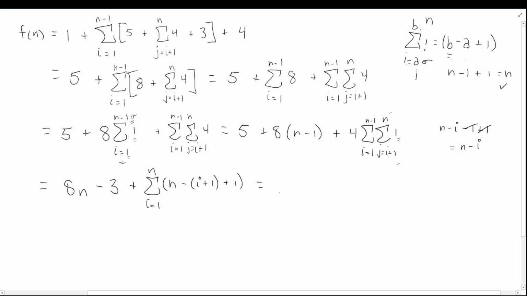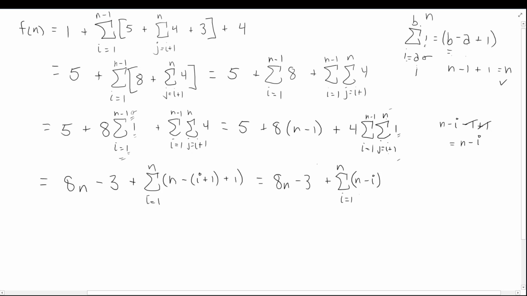So we're at 8n minus 3 plus this sum, i equals 1 to n. And what did we say? n minus i. Oh, look at that. I made an error so far, so good thing I was watching as I was going. Looks like we forgot to copy that minus 1 down properly.